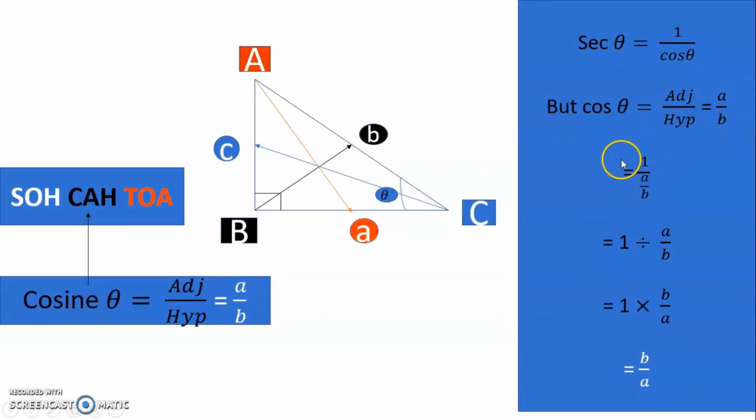So this and this are the same: 1 divided by A over B. If I want to change this division sign to multiplication, what will I do? I find the inverse of A over B, which is B over A. So B over A times 1 is equal to B over A. That means secant theta is equal to B over A.